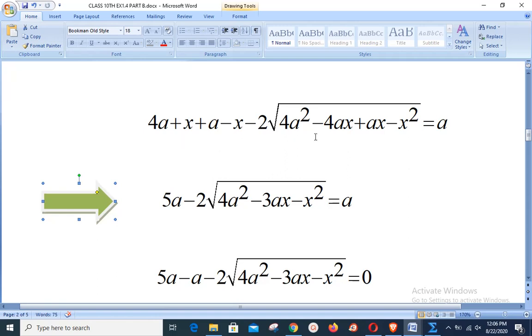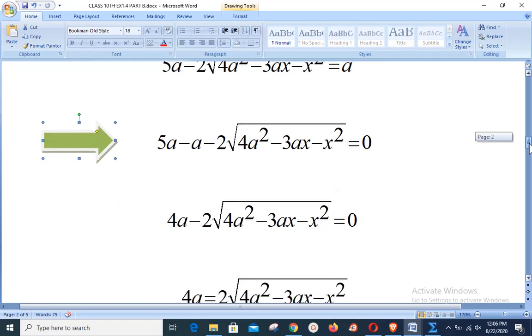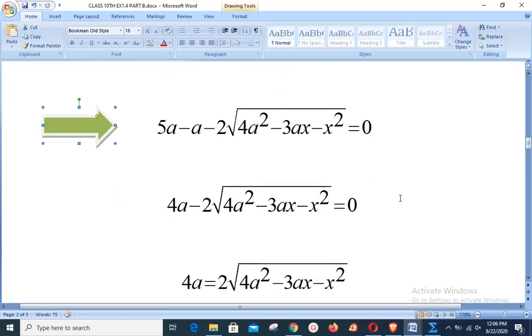Inside the root, by simplifying, we have minus 4ax plus ax is equal to minus 3ax, whereas 4a square and minus x square remain the same, which is equal to a. Shifting the right hand side a towards the left hand side, we have 5a minus 2 into inside the root 4a square minus 3ax minus x square is equal to 0. Simplifying 5a minus a gives us 4a minus 2 into inside the root 4a square minus 3ax minus x square is equal to 0.